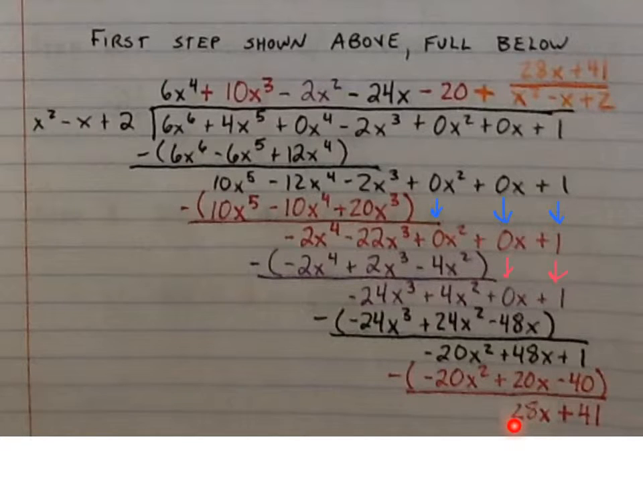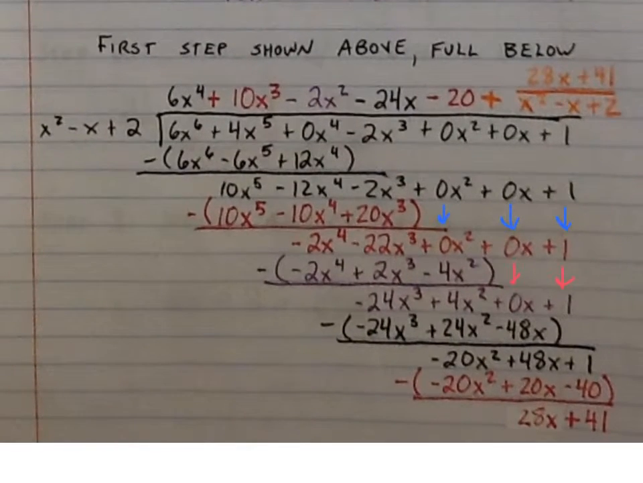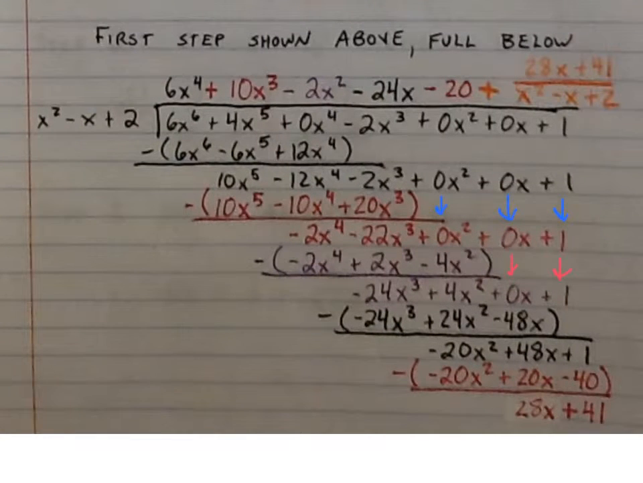The value x squared can't be multiplied by anything to get 28x, at least not any polynomial. So x squared does not go in there, so this becomes our remainder. And we can write the remainder over the divisor as the final piece to the polynomial.